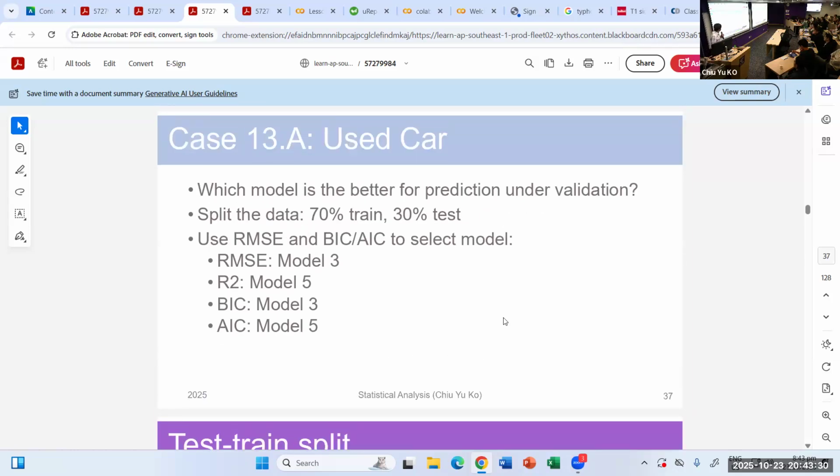So let's see what we get. Okay. Surprisingly, when you see, let's do the validation: I take the data, I train the model based on 70% of the data, and I evaluate based on the remaining 30% of the data. Okay. It turns out that using RMSE, 3 is winning, R square, 5 is winning. Using BIC and AIC, 3 and 5 are winning. So 4 is gone, unfortunately. The one I like is gone, but you have 3 and 5. So how do you run this?